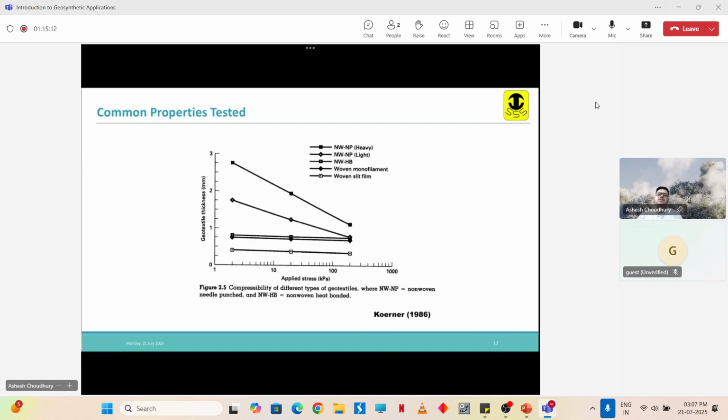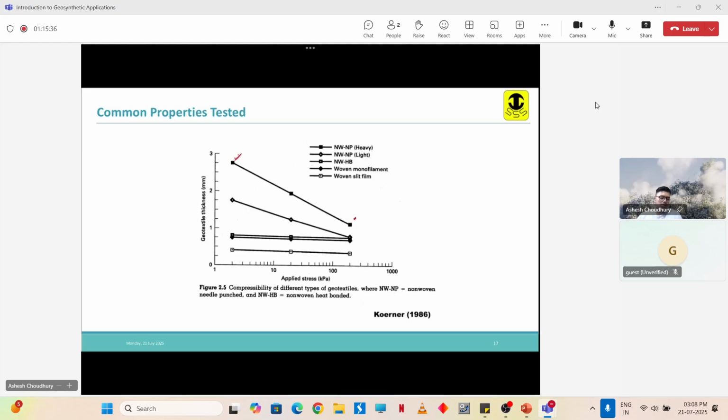So compressibility. These are the compressibility of different types of geotextiles that are given. If you see here, this non-woven needle punched heavy has the highest compressibility. When the applied stress is less, the thickness is very high, but when the applied stress is high, the thickness is reducing a lot.